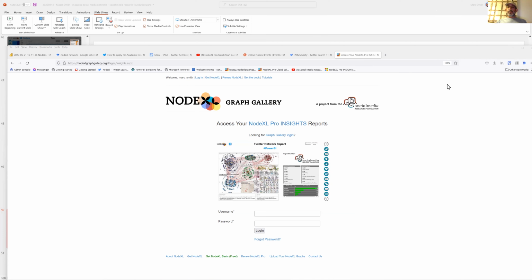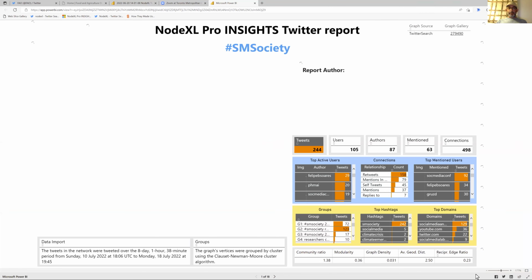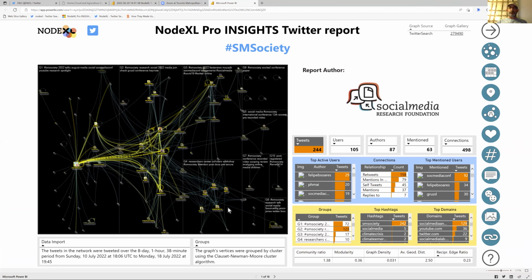There we go. So here I hope you'll try this out while we're doing this. This is the NodeXL Pro Insights report for this conference. This is the map and report for us as of just a little while ago, just before we started our session. And on this page of the report, we're just seeing an overview. This is just a summary page. It's pretty much everything that we've got, a quick overview of what there is to see.